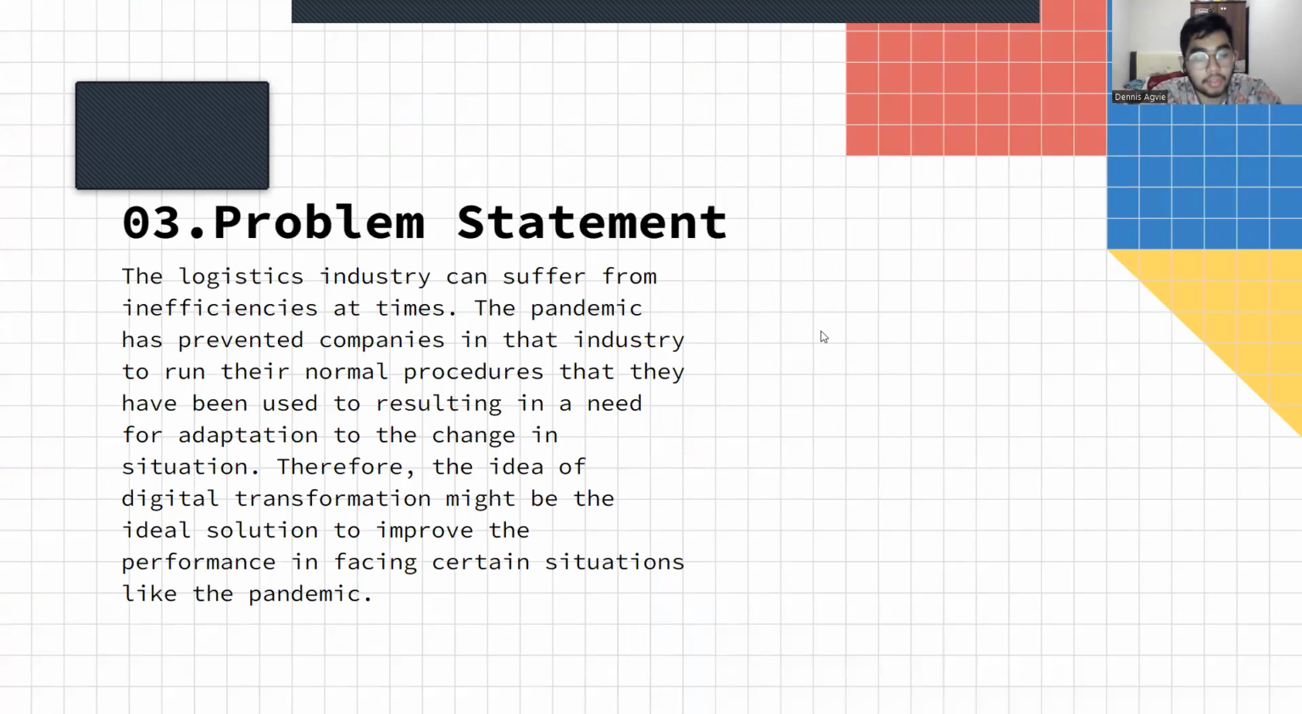And now we'll be moving to the problem statement. The logistic industry can suffer from inefficiencies at times. Digital transformation can reduce these inefficiencies and also lead to social and environmental benefits. The pandemic has prevented companies in that industry from running their normal procedures that they have been used to, resulting in a need for adaptation to the changing situation. Therefore, the idea of digital transformation might be the ideal solution to improve their performance in facing certain situations like the pandemic. Digital transformation has assisted businesses in numerous approaches, as businesses in all the industries are struggling and surviving.